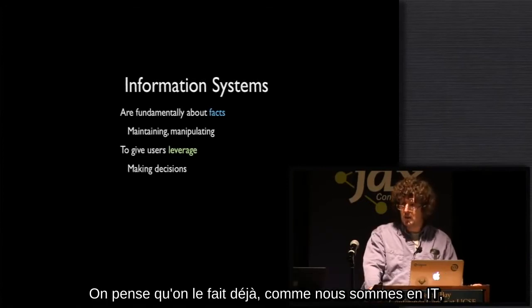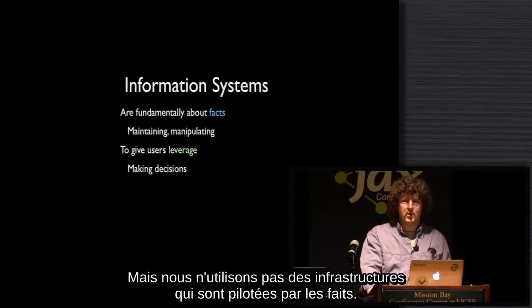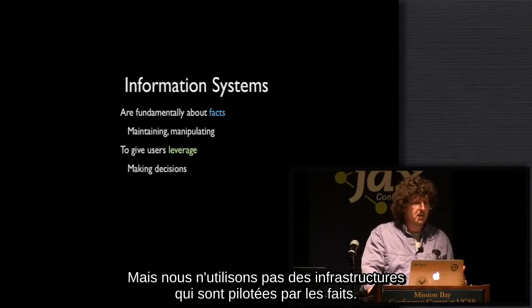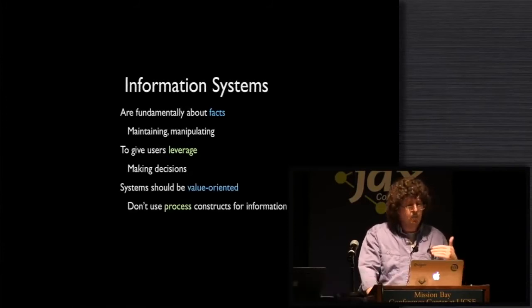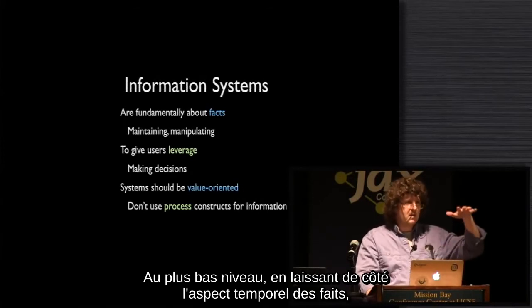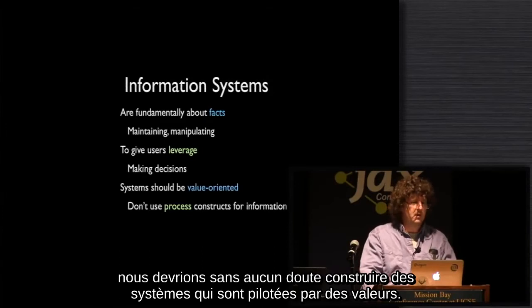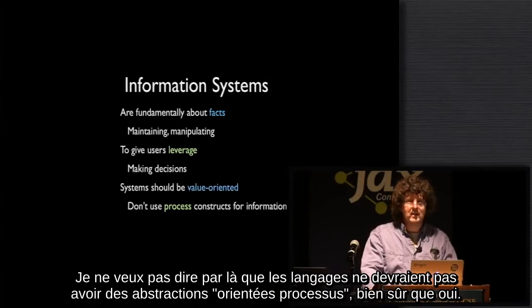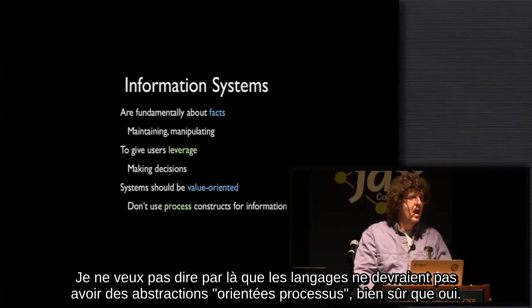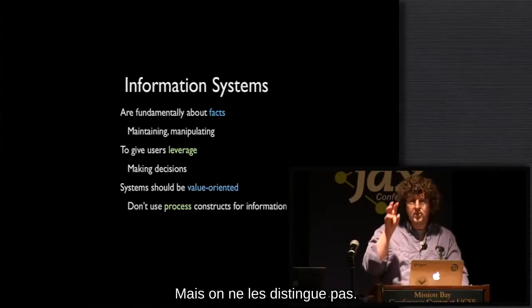And we think we're doing this, right? When we're in information technology, we think we're building systems that are decision support systems, right? But we're not using infrastructure that's fact-oriented, right? In the most bottom-level notion, before you even get to the temporal aspect of facts, we should certainly be building systems that are value-oriented. Now, that's not to say the programming languages shouldn't have process-oriented constructs. Of course they should. But we don't distinguish them, right?